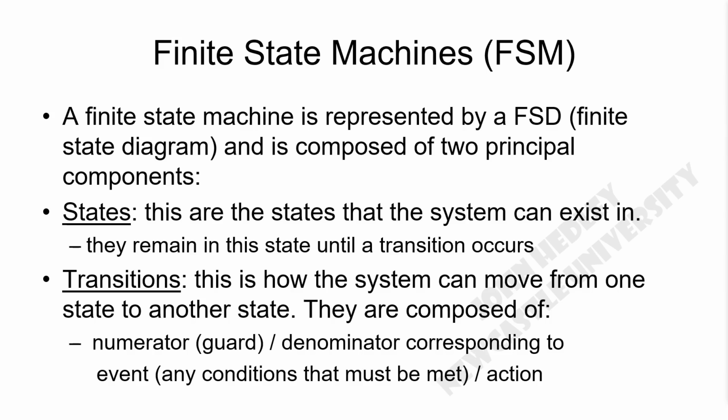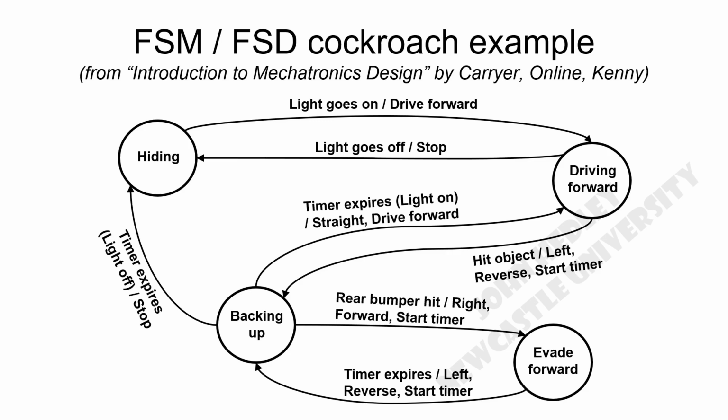The arrows, known as transitions, are written as a numerator, which indicates what event has taken place, possibly a guard, written in brackets, this being a condition that must be met for the transition to occur, and a denominator which shows you any action which must occur due to this transition. The robotic cockroach example from Introduction to Mechatronics Design by Carrier is a good simple example of such a finite state diagram.